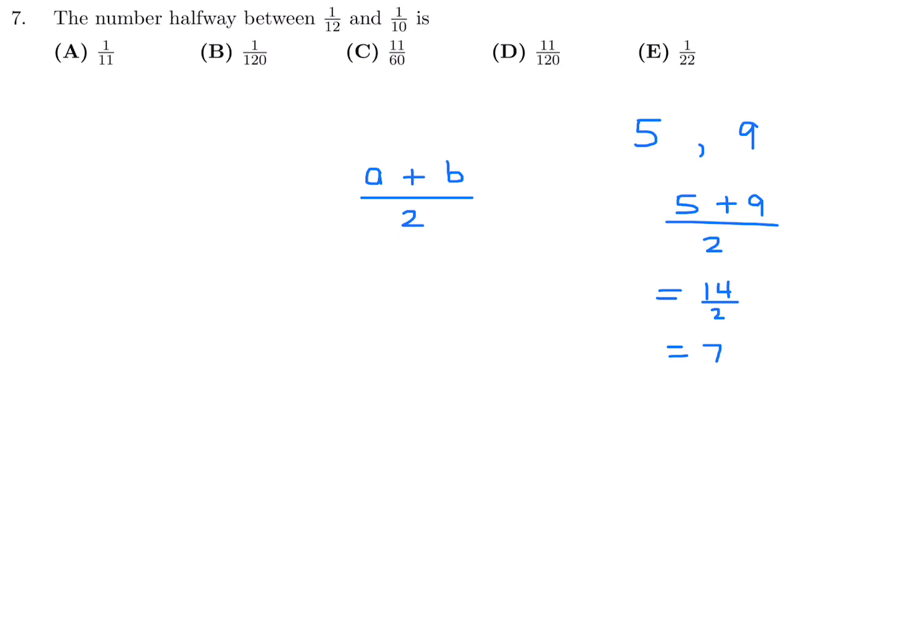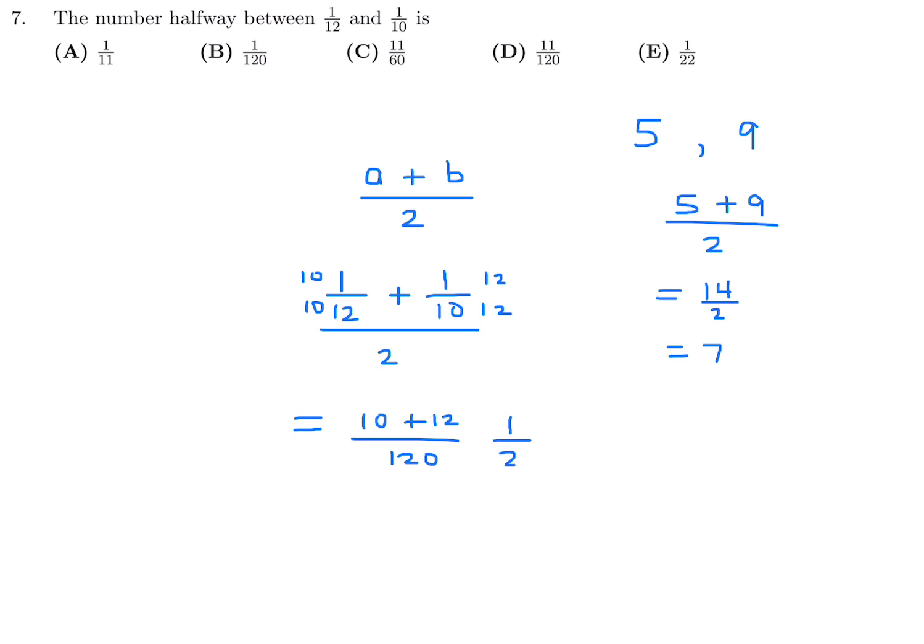And 7 is indeed the halfway point between 5 and 9. So you do the same thing with this. It's just fractions, so it's a little bit less obvious. So 1 over 12 plus 1 over 10, and divide by 2. So get a common denominator, 10, 10, 12, 12. So that's 10 plus 12 over 120 and over 1 over 2.